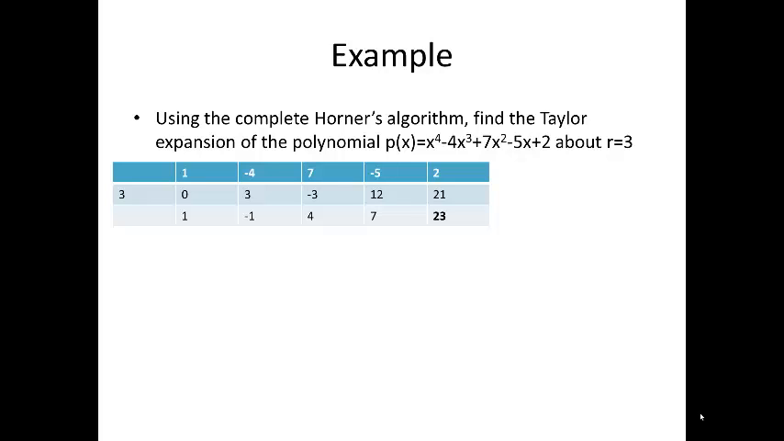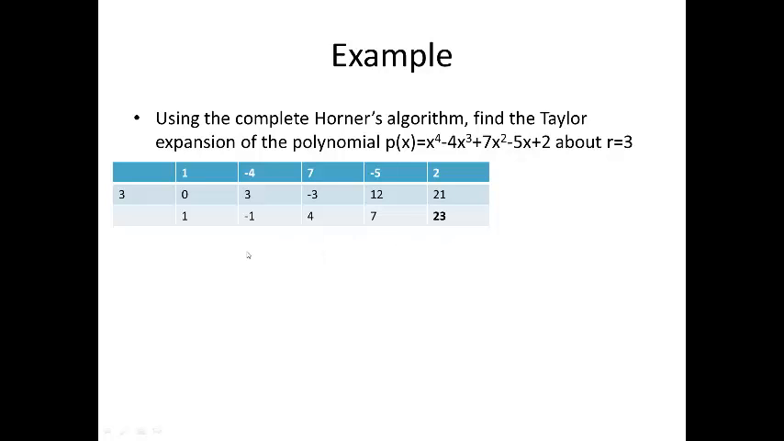So we put a 0 in the first, and 1 plus 0 is 1. Multiply 3 by 1, we get 3. Minus 4 plus 3 is minus 1. 3 times minus 1 is minus 3. Put that over underneath the 7. 7 plus minus 3 is 4. 4 times 3 is 12. Minus 5 plus 12 is 7. 3 times 7, 21. 2 plus 21 is 23.